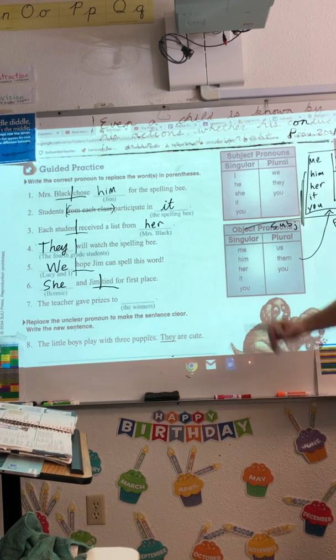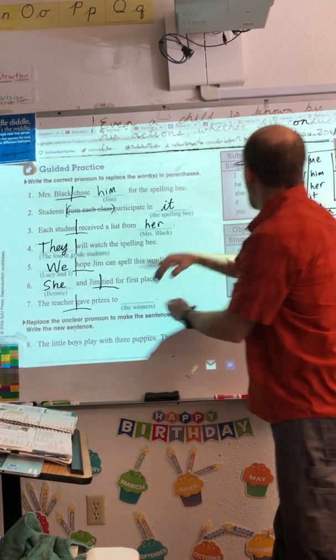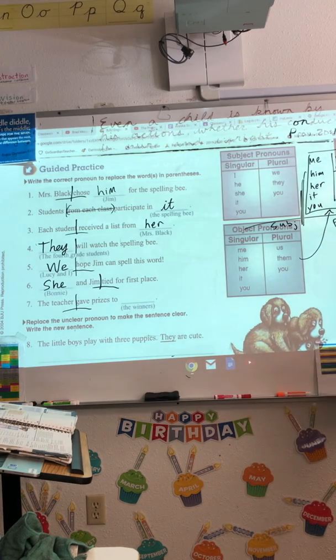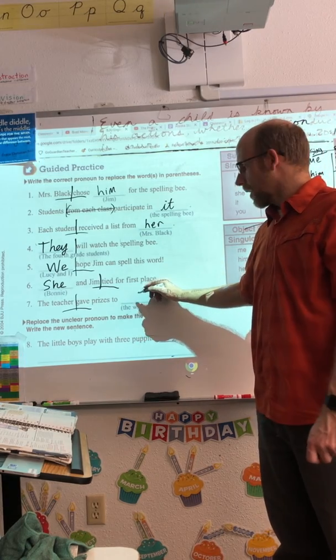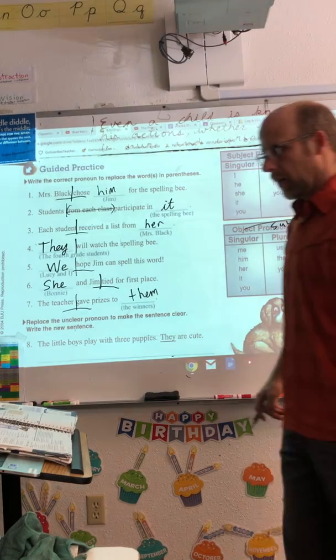Number 7. The teacher gave prizes to blank. The split goes there. So we're in the object side. Okay? And gave prizes to, and it's referring to the winners, more than one person. So object side, not the singular, but it's going to be in the plural. Winners to us, winners to them, winners to you. You guessed it. Them. Okay?